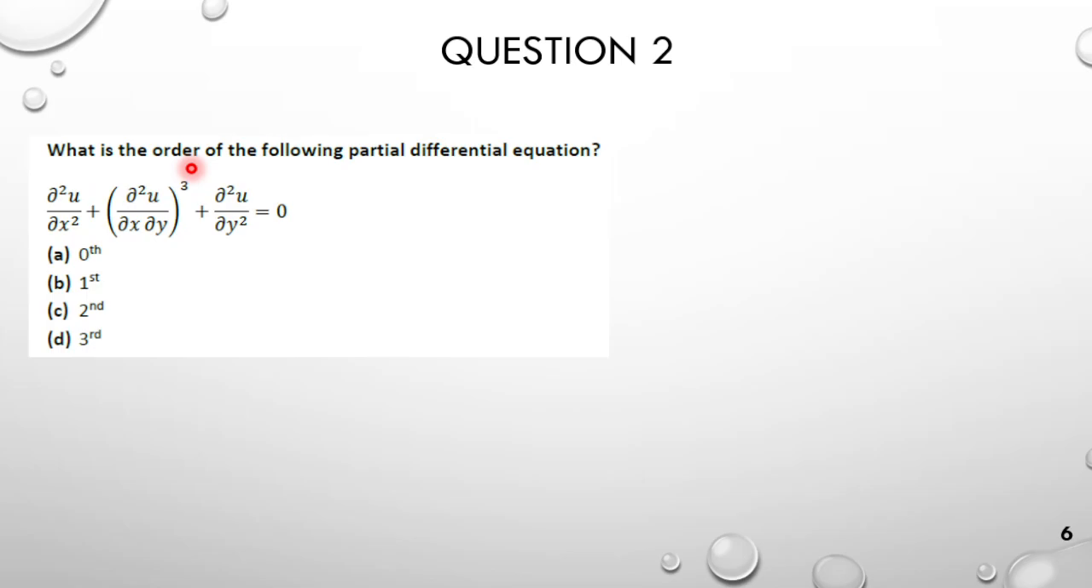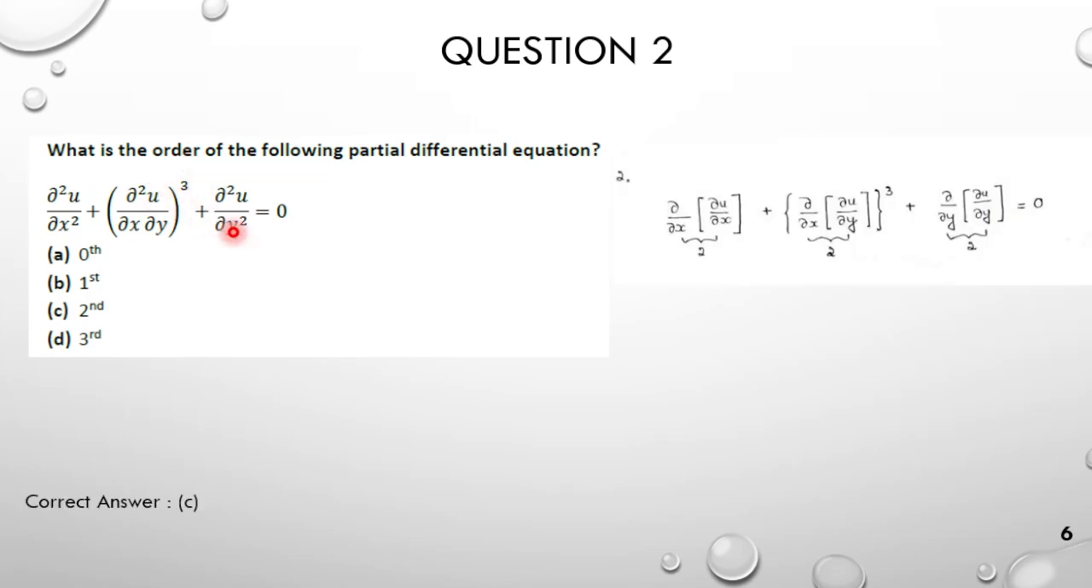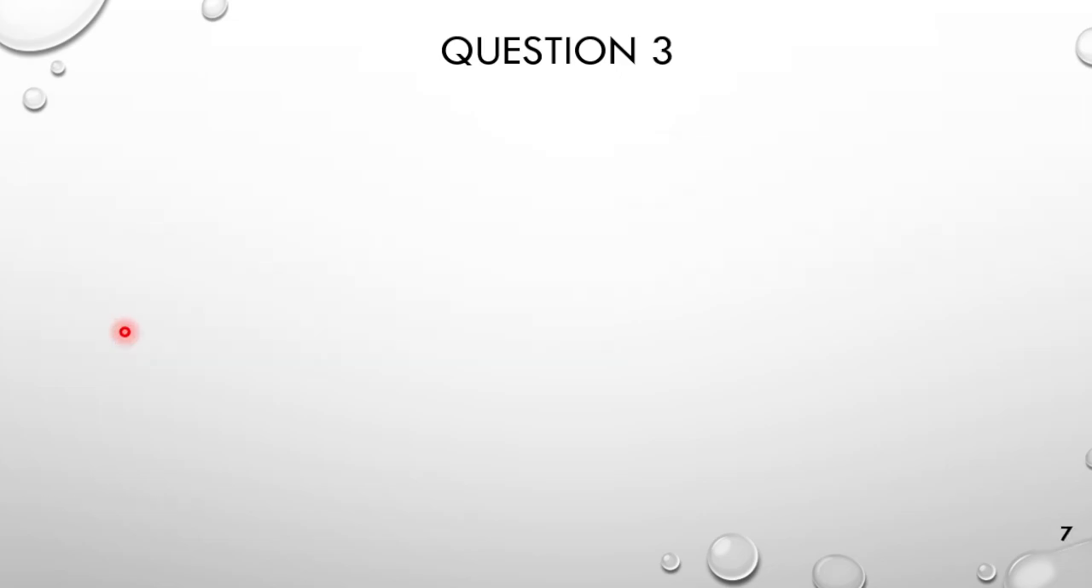So if you had plus u, then also it would become linear. If you had plus u square on the right hand side, say, then it would become again non-linear. Okay, so as of now it is non-linear because the exponent here is 3. So the correct answer here is that it is a second order equation.